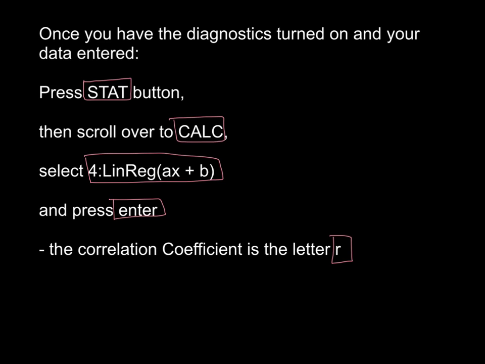Once you have the diagnostics turned on and your data entered, press the Stat button, then scroll over to Calc, select number 4, line regression, ax plus b, and press enter. The correlation coefficient is the letter R.